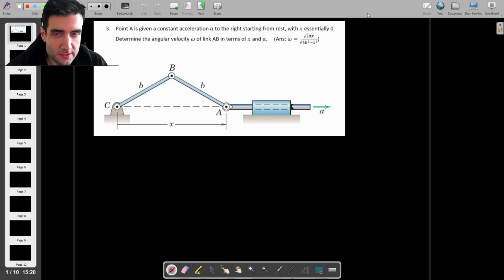Here's a rigid body kinematics question which looks at this sort of link mechanism, and it's asking us to find an expression for the angular velocity of this bar in terms of x and a. So x is essentially the distance from this fixed point C to point A, and lowercase a is the acceleration of the other end of the mechanism.